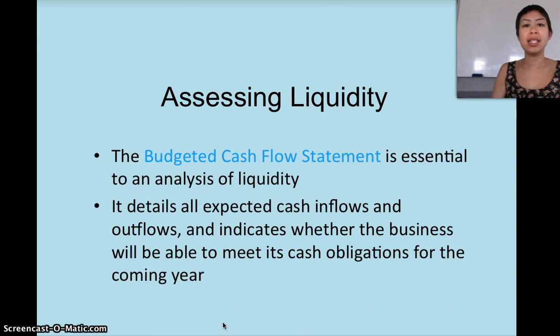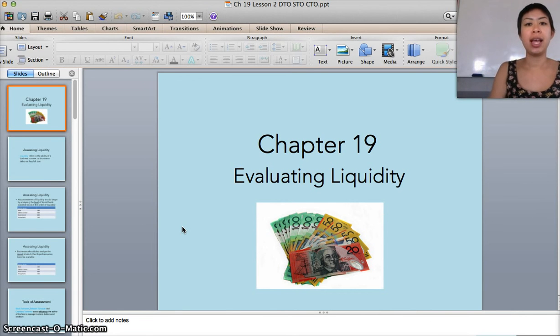And finally, assessing liquidity, you also would like to look at the budgeted cash flow statement or the cash flow statement itself to analyse liquidity. It will show all the expected cash inflows and outflows and indicates whether the business will be able to meet its cash obligations for the coming year. So cash is the most important current asset, and the cash flow statement will show all the details of the inflows and outflows. And that's the end of the lesson.